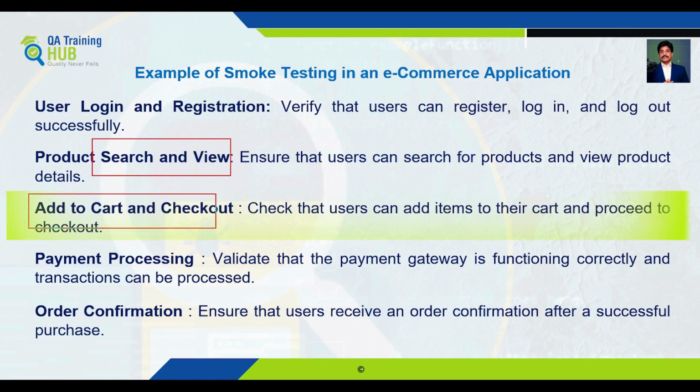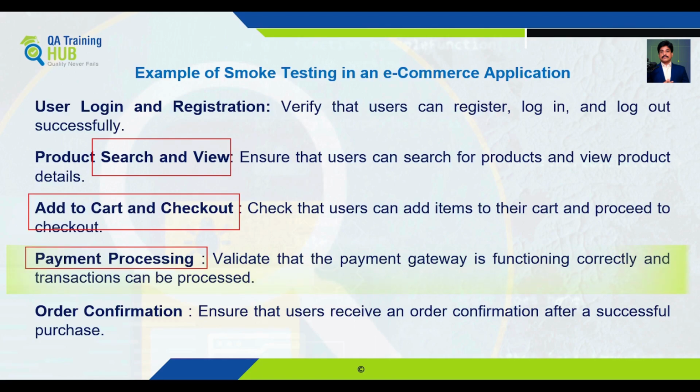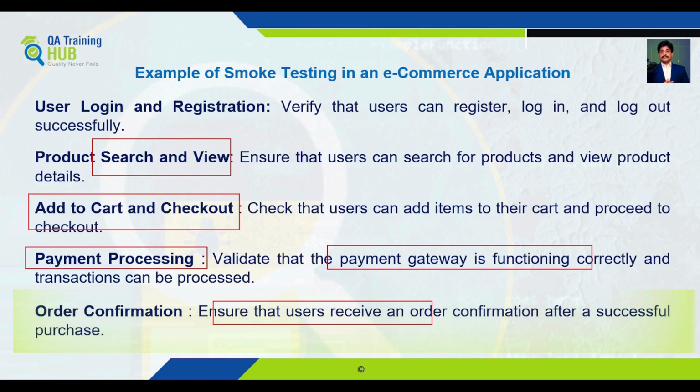Add to cart and checkout. Some products we add into the cart, and we check whether the checkout happens properly with proper payment processing. We validate whether the payment gateway is functioning correctly. Order confirmation: finally, we need to ensure that users receive an order confirmation after successful completion of the payment or purchase. So this is a simple and good e-commerce application flow for smoke testing.